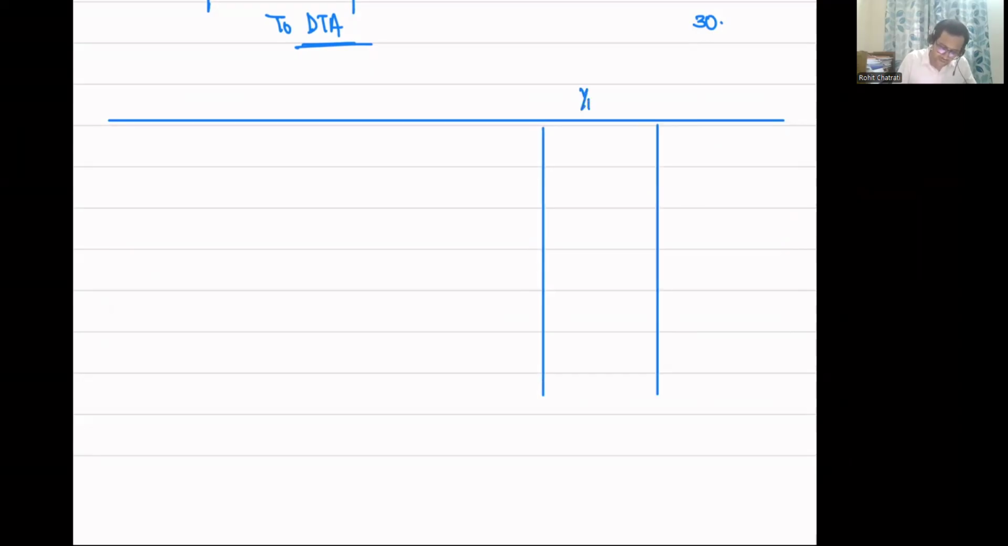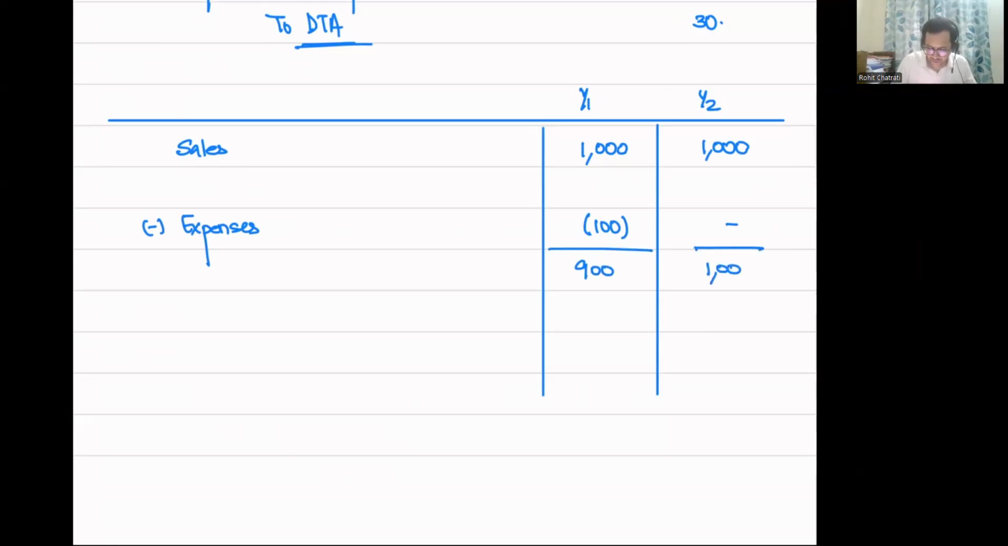So I have got year one and year two. I am recording sales of 1000 in year one and 1000 in year two. I then have expenses of 100 in year one and 0 in year two, which leaves me with a profit before tax of 900 in year one and 1000 in year two.